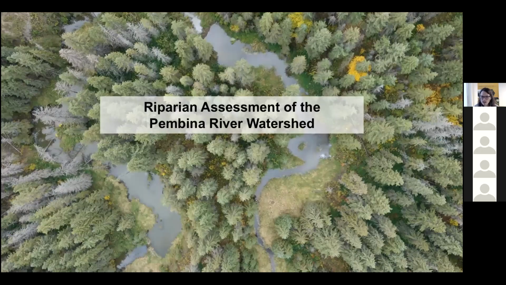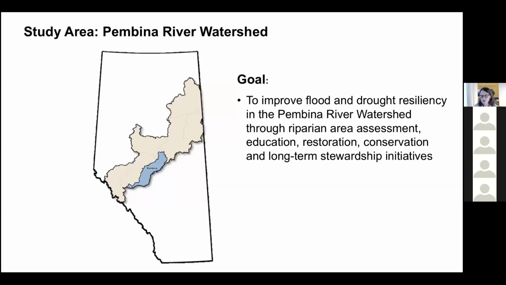So that was a really quick and pretty simplified explanation of how we go about assessing riparian areas using our satellite-based GIS method. And so now I just want to walk you through some of the results from the Pembina River Watershed assessment. So this assessment was focused on the Pembina River Watershed, which is located in the south central portion of the Athabasca watershed. And this assessment work that we've done feeds into a much larger goal that the Athabasca Watershed Council has for improving flood and drought resiliency in this area.